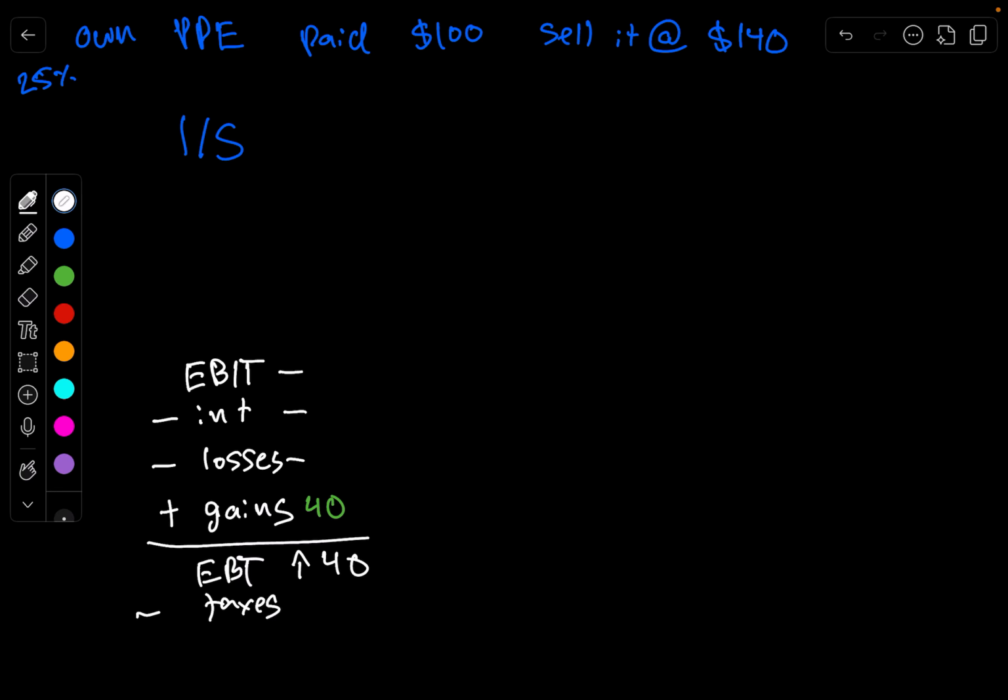We subtract out our taxes. Now we're going to be taxed $10 more because we had $40 extra of income. That's 25% of 40. We're going to be taxed on that 40 extra dollars. So our net income is going to be up by 30. Now let's move on to our cash flow statement.